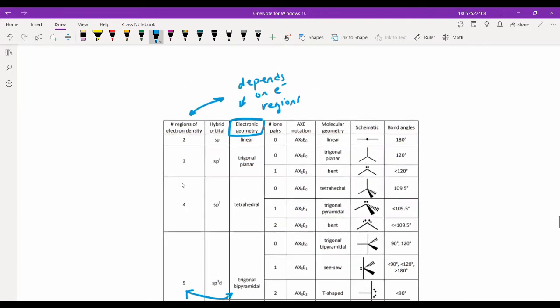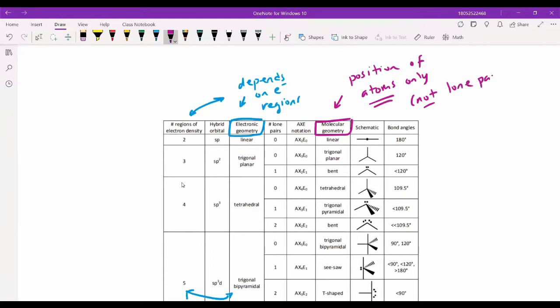And then the molecular geometry, which is normally the thing that we are referring to if we just say geometry, is the position of the atoms only. That would be the takeaway: when we say molecular, we're talking about just the atoms and not the lone pairs. So not lone pairs. There's a little picture under the schematic column of what that would look like.